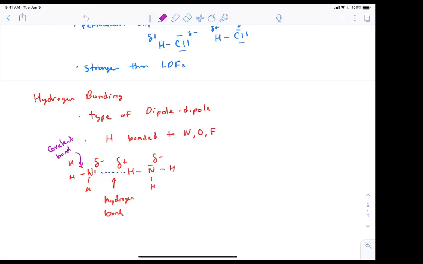And they like to try to trip you. They won't write out the bonds. They'll just write something like this, and then students will see, oh, there's an H and an O, so it must be hydrogen bonding. But in reality, none of the hydrogens here are bonded to the oxygen. So you wouldn't consider that hydrogen bonding. Okay.